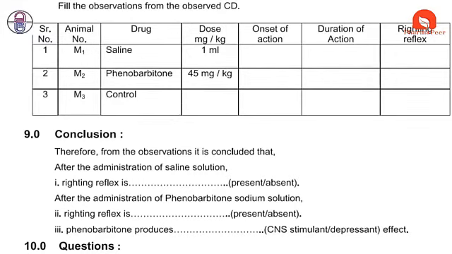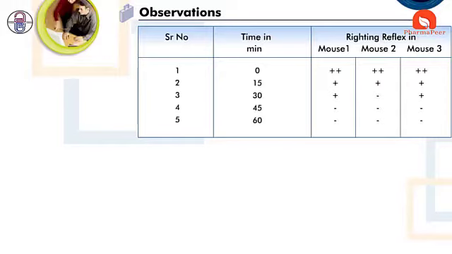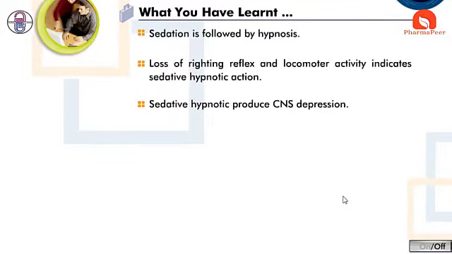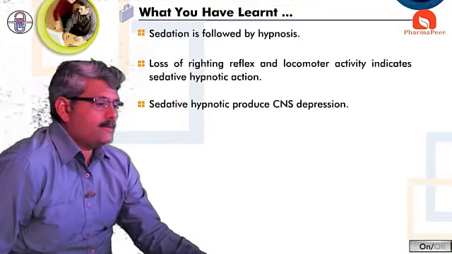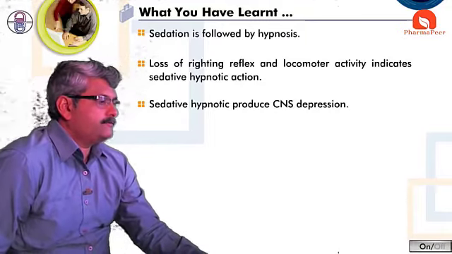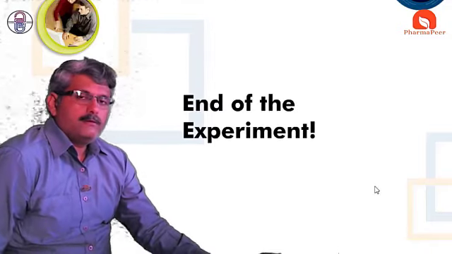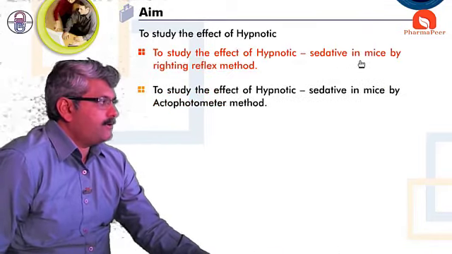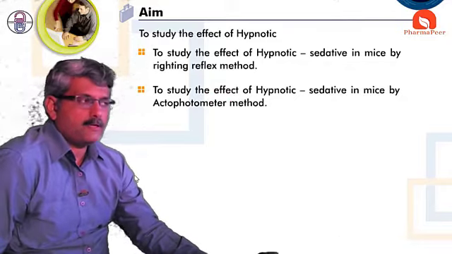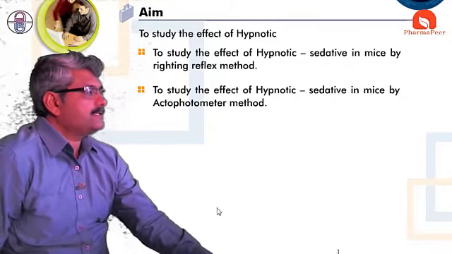Now let's move towards the end of this experiment. You have learned that sedation is followed by hypnosis. Loss of writing reflex and locomotor activity indicates sedative hypnotic action. Sedative hypnotics produce CNS depression. This is our experiment number 18, to see the effect of hypnotics and sedatives in mice by the writing reflex method, one method by which we are going to conduct this experiment.